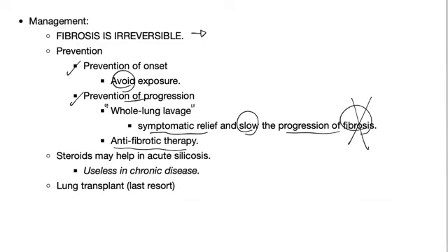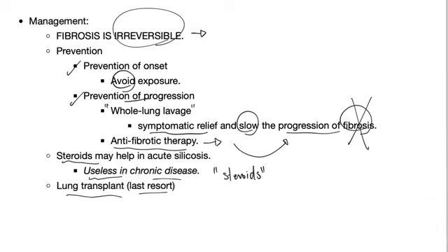Or you can use antifibrotic therapy. Again, this decreases the progression. But once there is fibrosis, it's irreversible. Steroids may help in acute silicosis, but they're useless in chronic disease. And in general, we do not use oral steroids chronically because they have a bazillion side effects. Lung transplant is the last resort.